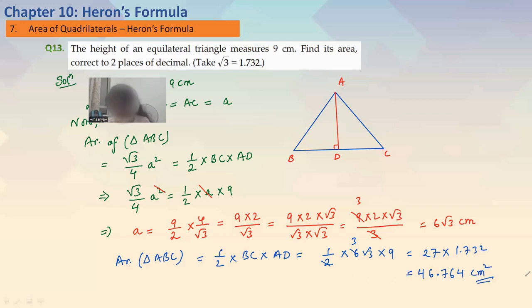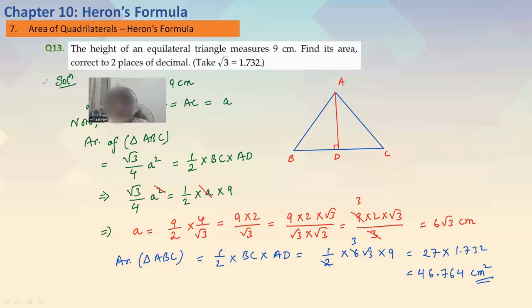Ultimately, we had to use this root 3's value, right? Yes. We had to, and had we done it before, like we were doing initially, we would have done the same thing. I thought you would choose to use root 3 by 4 a square, but you didn't choose that. You chose half into base and height. It's one and the same thing. You'll get the same answer in any manner you proceed. Okay, because I find multiplying easier than squaring.